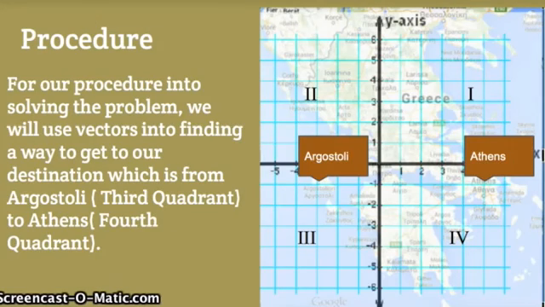For our procedure, we will use vectors to find a way to get to our destination, which is from Argostoli in the 3rd quadrant to Athens in the 4th quadrant. For review, the upper right-hand corner is the 1st quadrant, the upper left corner is the 2nd quadrant, the lower left side is the 3rd quadrant, and the lower right corner is the 4th quadrant.